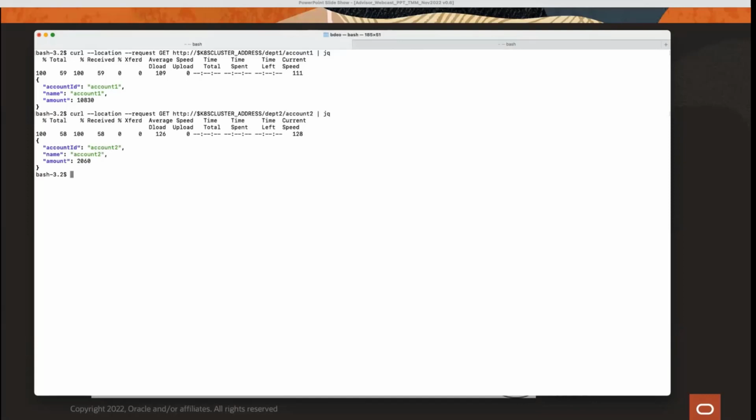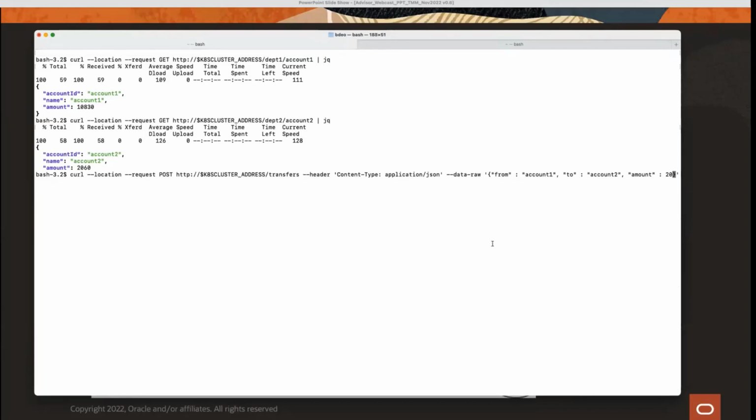So now we initiate a transaction, a transfer. You can see here in the payload, I'm trying to transfer an amount of 20 from account 1 to account 2. So let's go ahead and make this transfer. There are no errors, so the transaction was successful. We can confirm this by checking the balances.